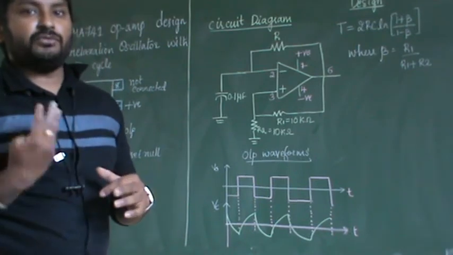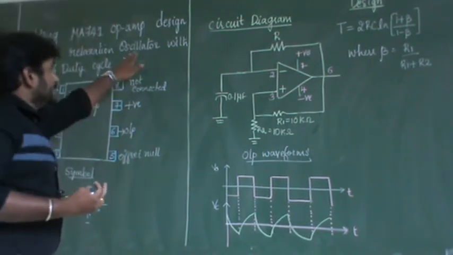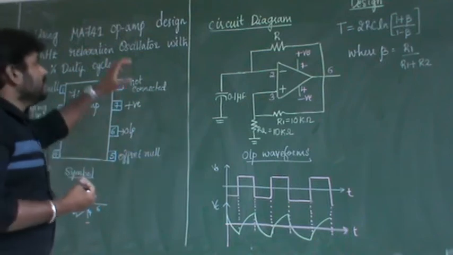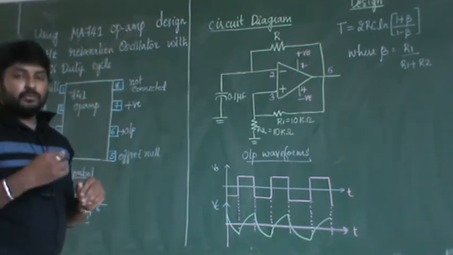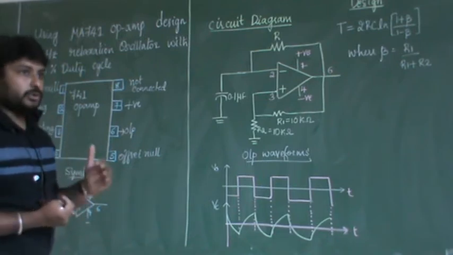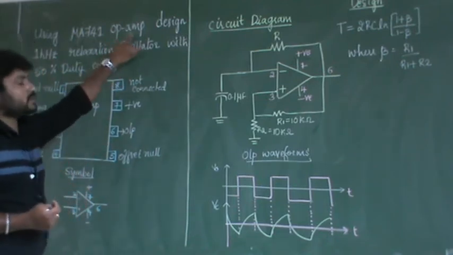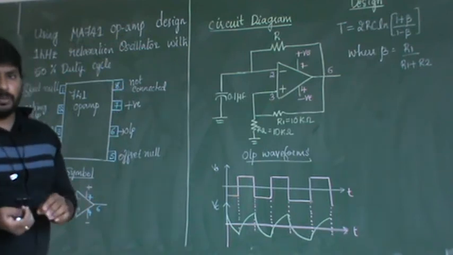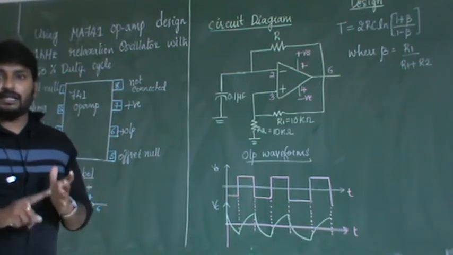You have to design an oscillator. What is the name of the oscillator? Relaxation oscillator. Using what do you have to design this oscillator? You have to design the oscillator by making use of an op-amp. So you know what is meant by an op-amp. Op-amp is nothing but the operational amplifier.